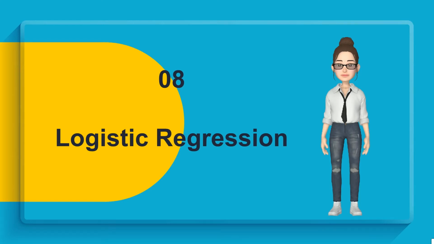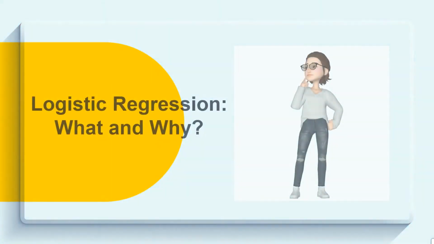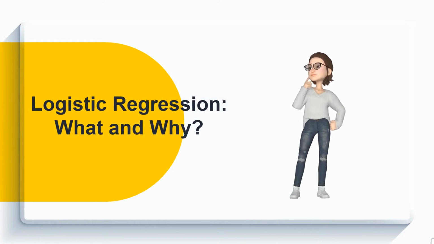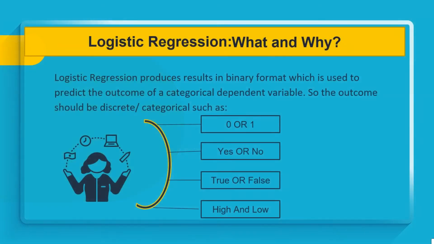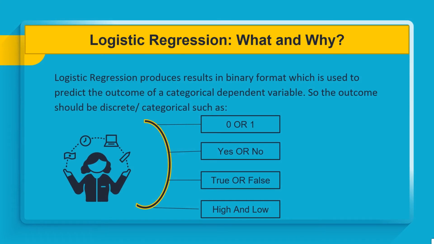So today we'll be discussing logistic regression, and let's move forward and understand the what and why of logistic regression. Now this algorithm is most widely used when the dependent variable, or you can say the output, is in binary format. And so here you need to predict the outcome of a categorical dependent variable. So the outcome should always be discrete or categorical in nature.